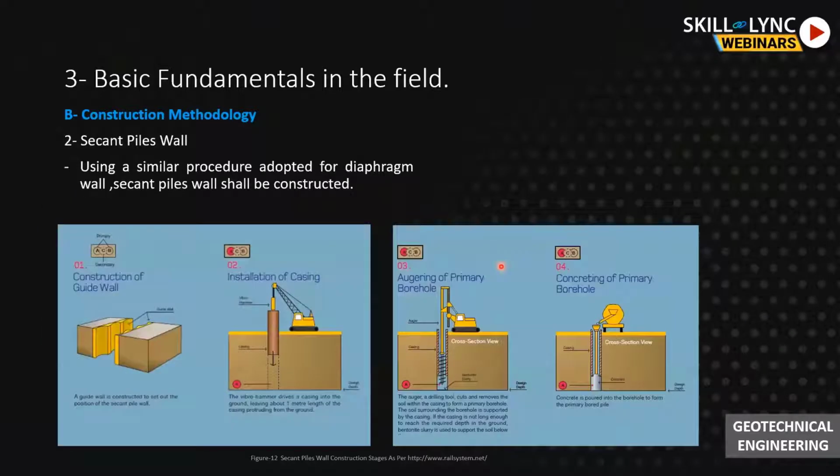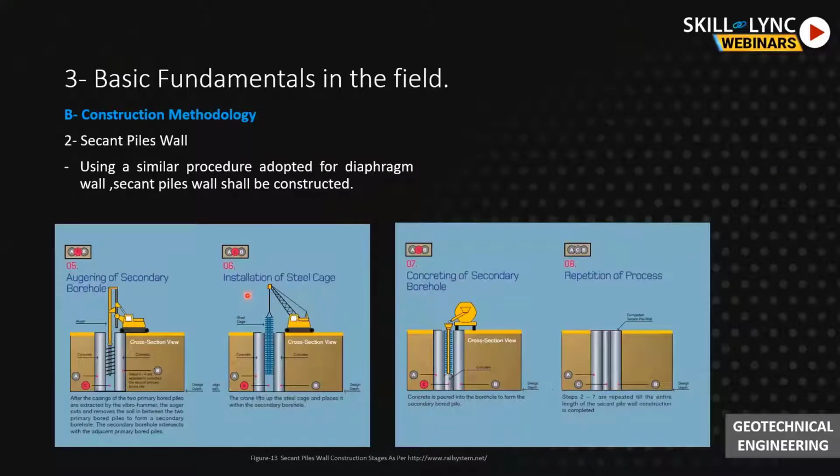So the second type of walls is secant pile walls. For secant piles, the first step will be also the construction of the guide wall, and secondly, we can install the casing, steel casing, temporary steel casing. And the third step is augering and drilling of the pile. And then we can install the steel cage and cast the concrete, also using the tremie pipe.